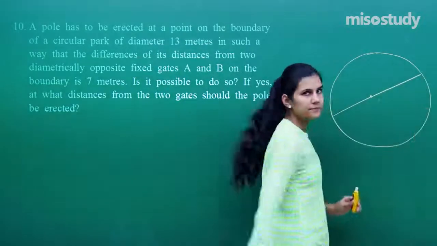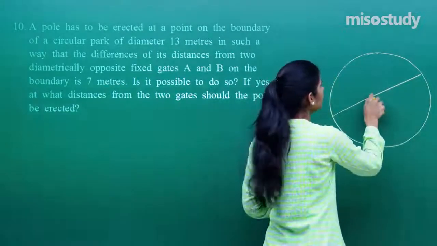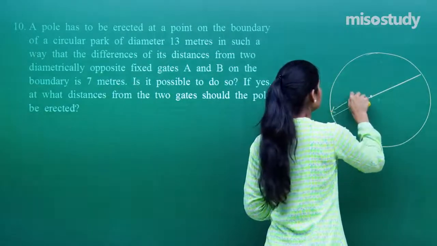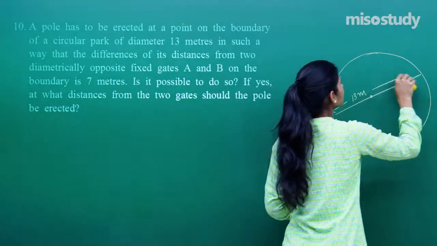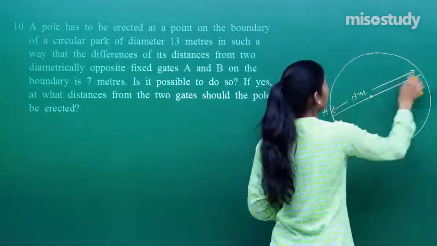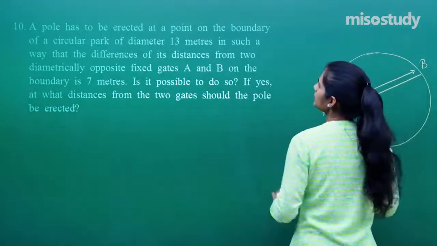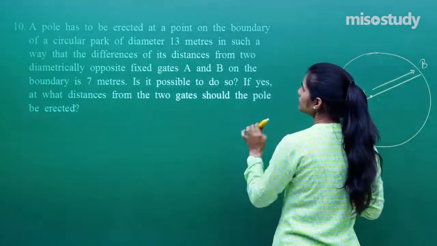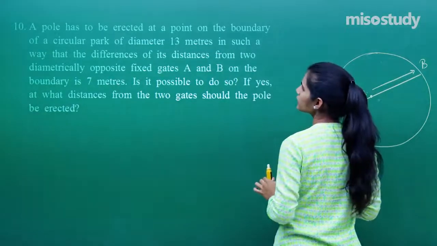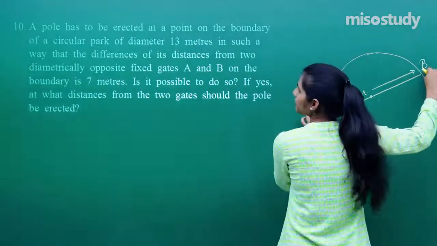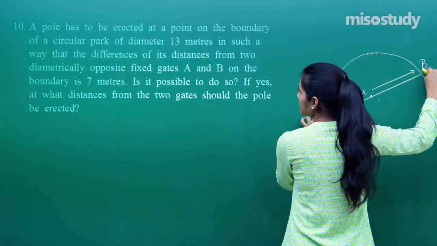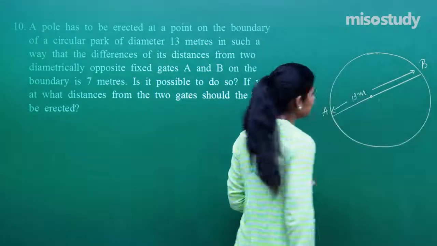This is the diameter, right? Anyway, you can draw it. I have drawn it like this, such that this is 13 meters. Say this is A and this is B, in such a way that the difference of this pole's distance from the two diametrically opposite fixed gates A and B on the boundary is 7 meters.